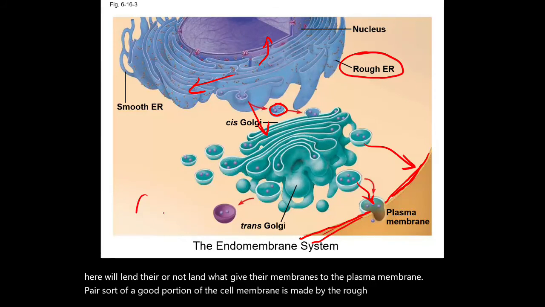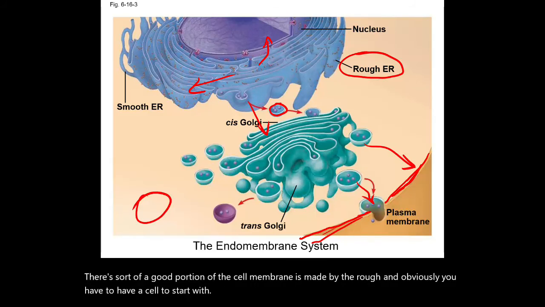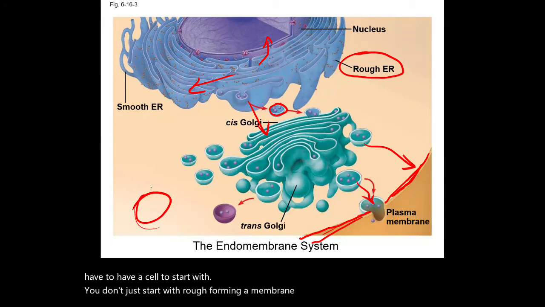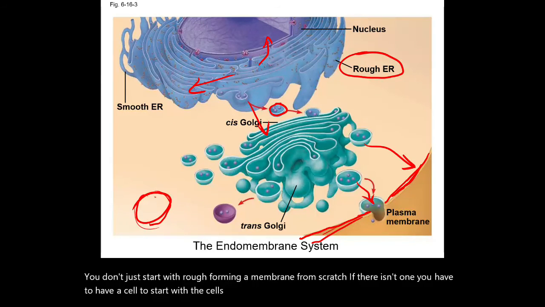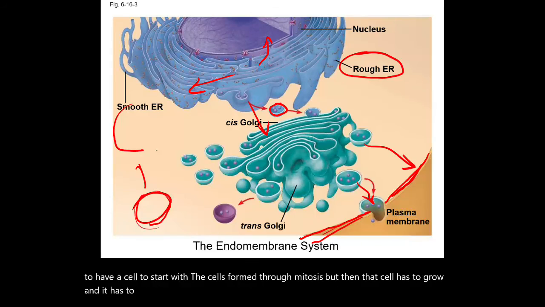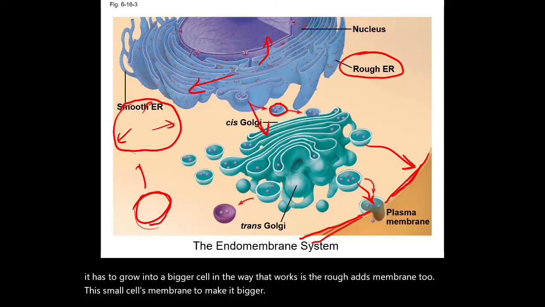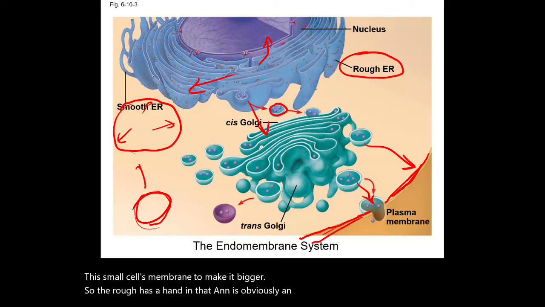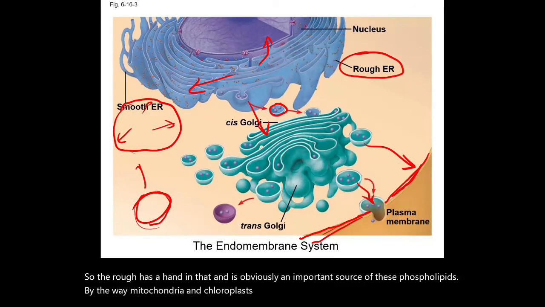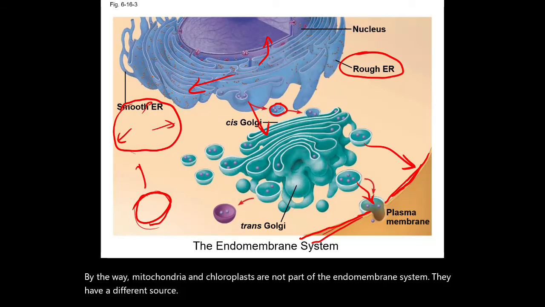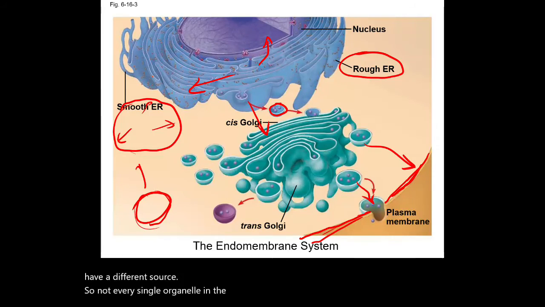Now, obviously, you have to have a cell to start with. You don't just start with rough ER forming a membrane from scratch. You have to have a cell to start with, and cells form through mitosis. But then that cell has to grow into a bigger cell. And the way that works is the rough ER adds membrane to this small cell's membrane to make it bigger. So the rough ER has a hand in that and is obviously an important source of these phospholipids. All right. By the way, mitochondria and chloroplasts are not part of the endomembrane system. They have a different source. So not every single organelle in the cell is part of the endomembrane system, but most of the membrane-bound organelles are a part of it.